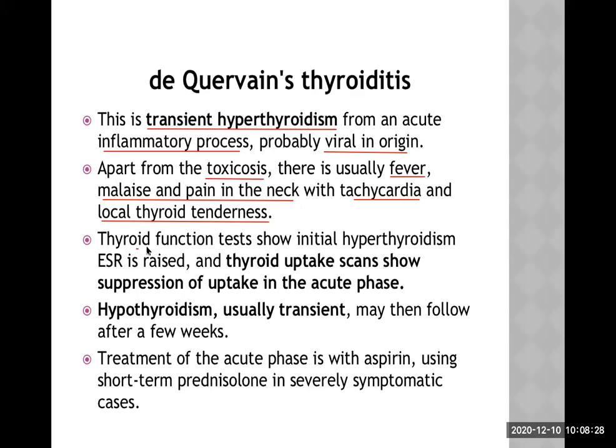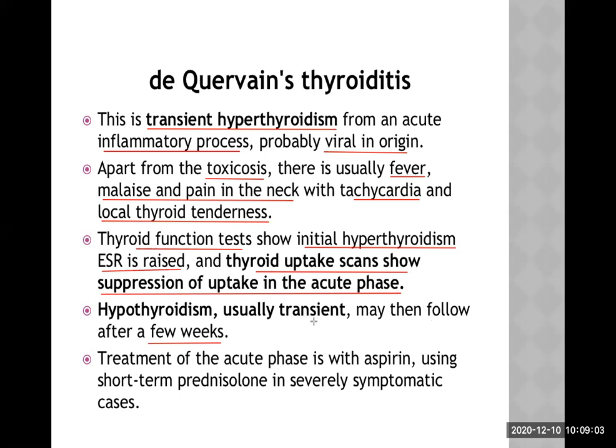Now if we do thyroid function test or TFT, it shows initial hyperthyroidism. That's why I am explaining right now. But later on, hypothyroidism may occur if the thyroid gland is badly damaged. Never forget this sentence: ESR is raised because of infection. Thyroid uptake scans show suppression of uptake in the acute phase because of the destruction. Hypothyroidism, usually transient, may then follow after a few weeks.